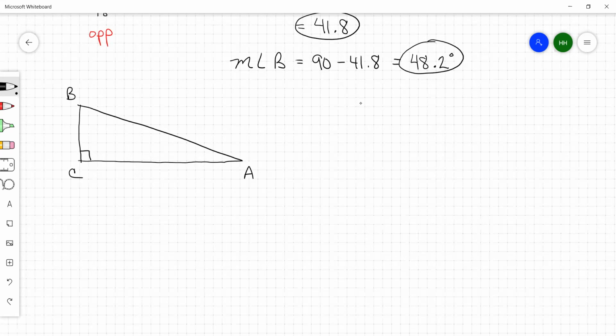We've got side BC that's equal to 6. We've got side CA that's equal to 20. And we're still finding angles A and B. So I'm going to do it alphabetically. I'm going to find angle A first.